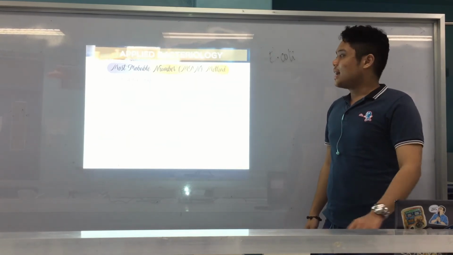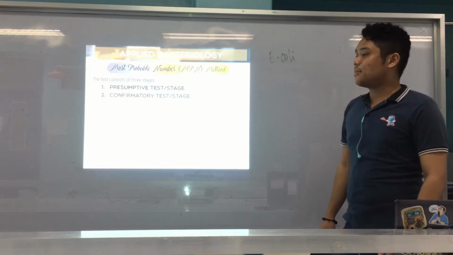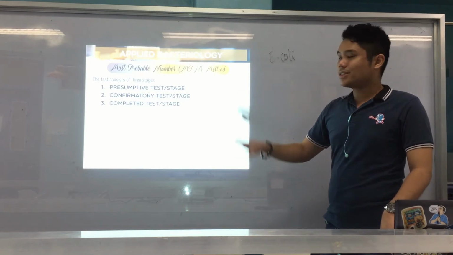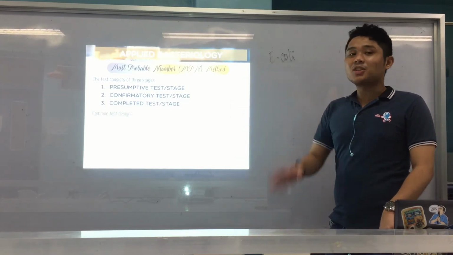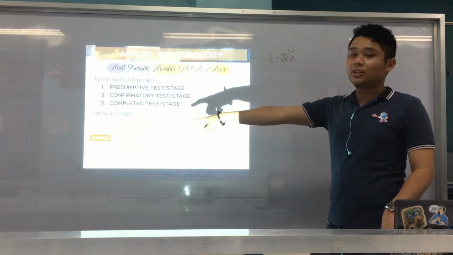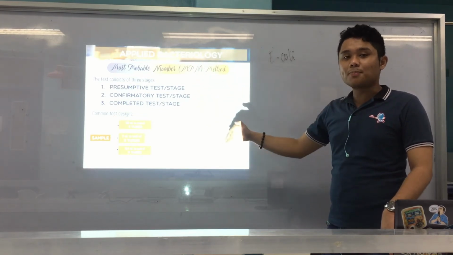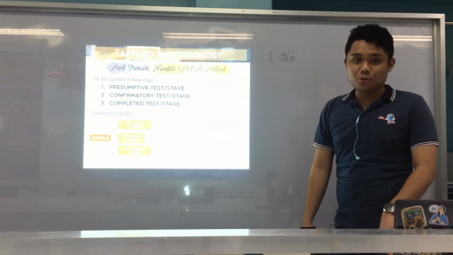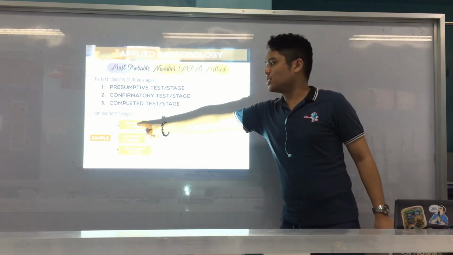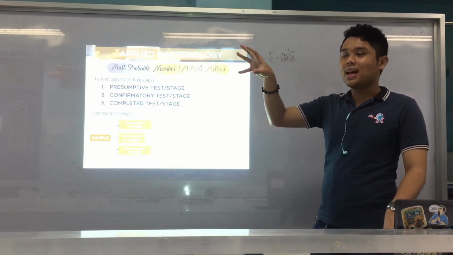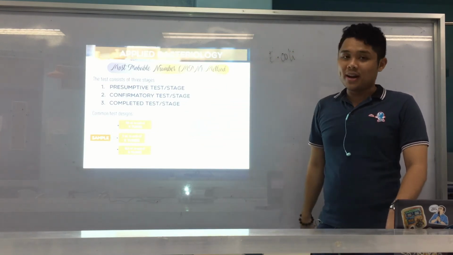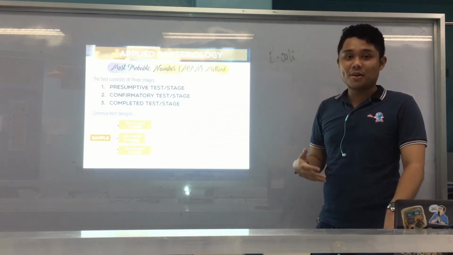Now, again, the test consists of 3 stages. Recall in your public health, you have the presumptive, the confirmatory, and then finally the completed test or stage. Your test design may be one of 3 designs. Number 1: you divide your water sample into 3 setups, and each setup contains 5 tubes, so you use 15 tubes. The sample volumes are 10 ml first, then 1 ml, so still 10-fold dilution, and then 0.1 ml, with 5 tubes each.